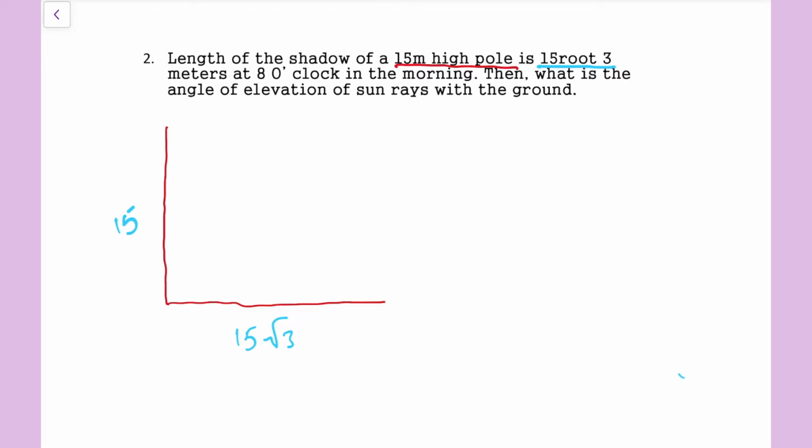Then what is the angle of elevation? So if we join it, we will get one angle here. That is the angle he is speaking about. Now observe this. For this angle, this will become opposite and this will become adjacent. So for opposite and adjacent, we have two trigonometric ratios, one is tan and one is cot. So I am going with tan.